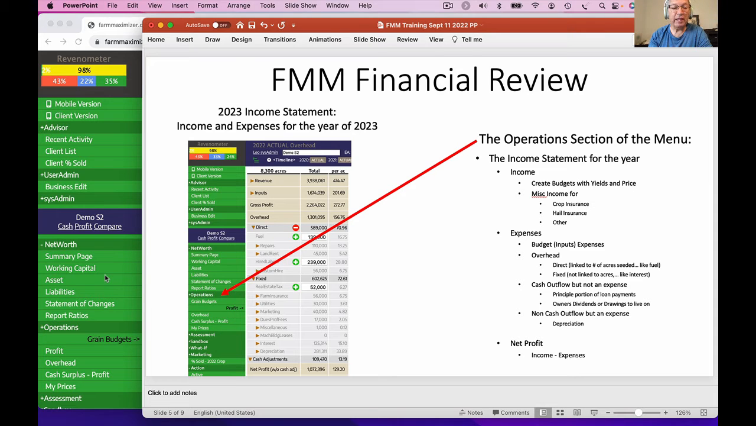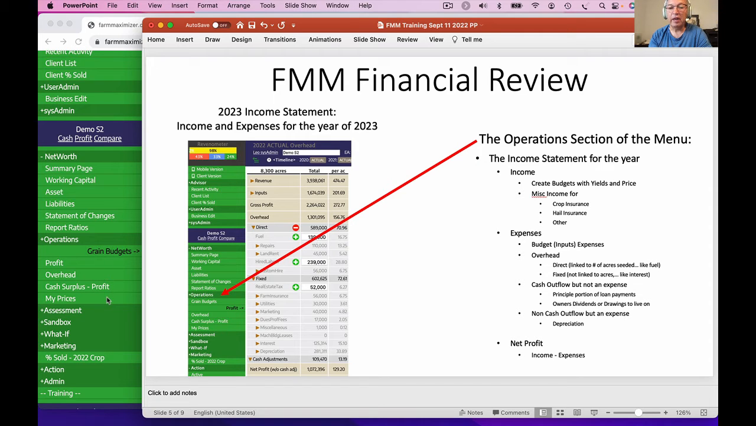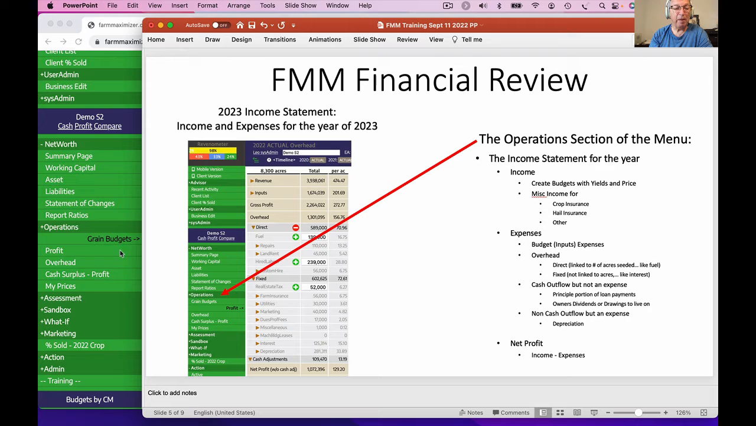We also have the income statement, which is in the operation side of the program. So we're going to put in for the year their grain budgets. What is that? Income. We're going to put in expenses for the year. What is that? Input costs, overhead, and cash outflow. So we're doing this in Farm Maximizer in its sections. Net worth is the starting position of the year, and operations is the income for the year.